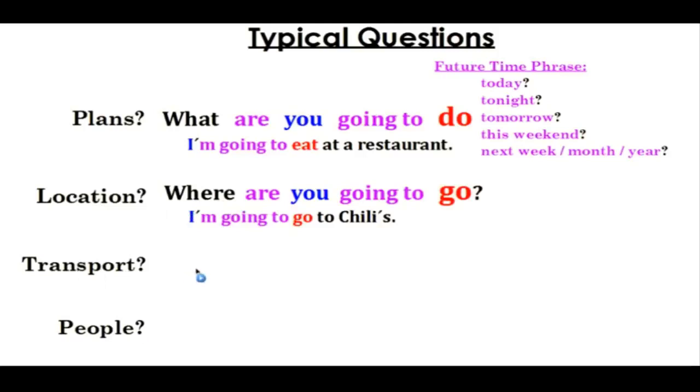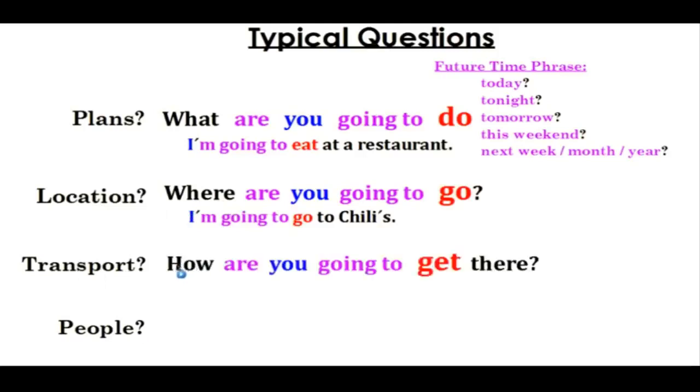For transport, we use how. For example, how are you going to get there? Now, the principal verb to ask about the way the person is going to take transportation is get plus the place, arrive. So, for example, how are you going to get there? Or how are you going to get to the restaurant? And the answer: I'm going to drive. Good.